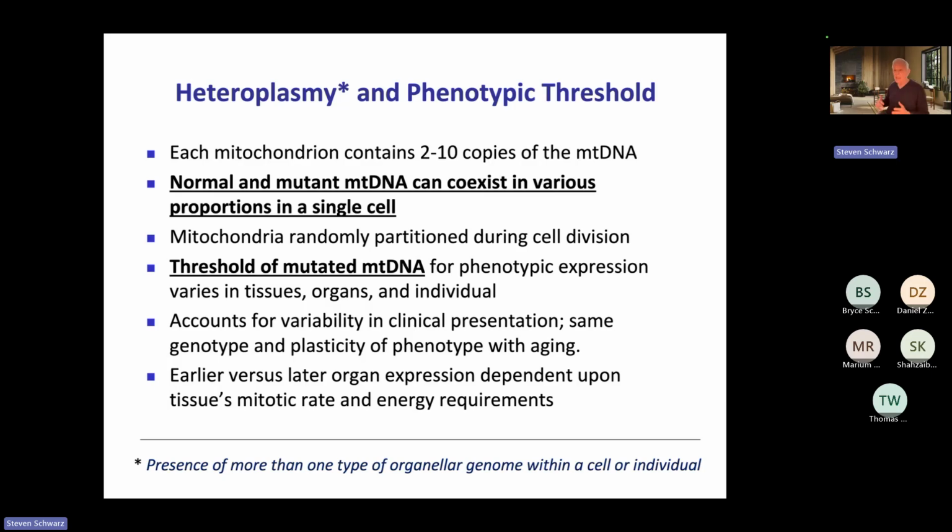While the mutated and the native mitochondrial DNA can exist together, there is a threshold for mutated mitochondrial DNA that would lead to a phenotypic expression of a disorder. And because this is highly variable, it accounts for the variability in clinical presentation. The same genotype can present at different ages depending upon the amount of mitochondrial DNA which is mutated.